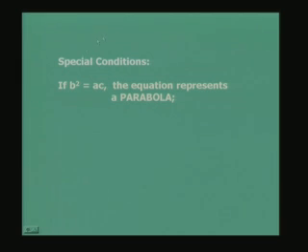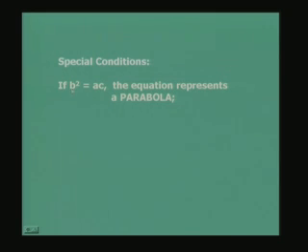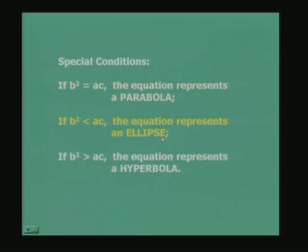Out of those 6 parameters, when b square equals AC, that equation, which equation are we talking about? We are talking about this equation. The generalized second degree implicit representation of a conic becomes a parabola when b square equals AC. That is very interesting, it becomes a parabola. If b square is less than AC, then the equation represents an ellipse, and you can almost guess that if b square is greater than AC, the equation represents a hyperbola. So, these are the special conditions of the second degree conic.